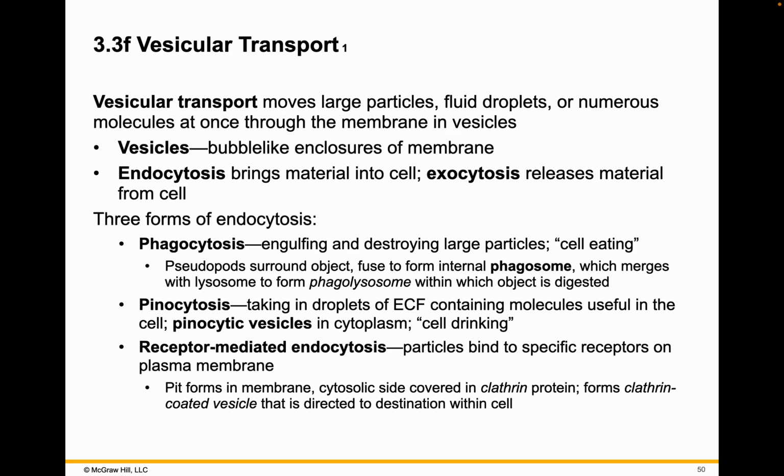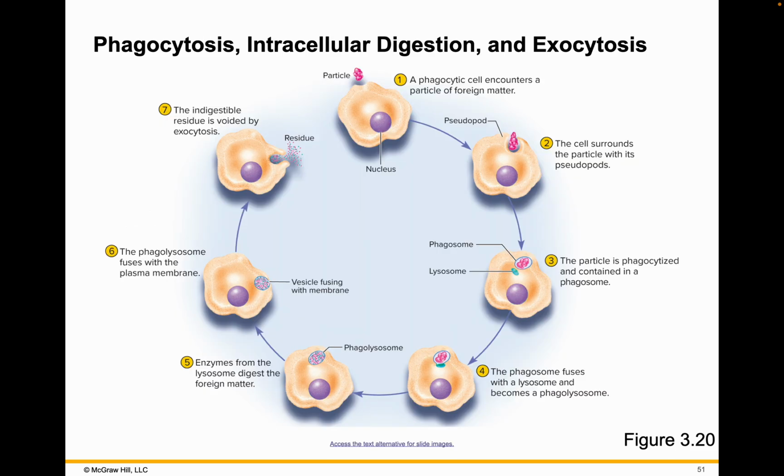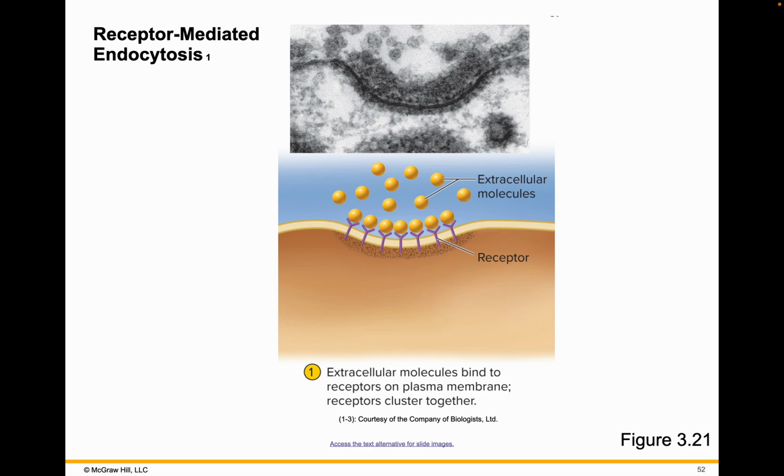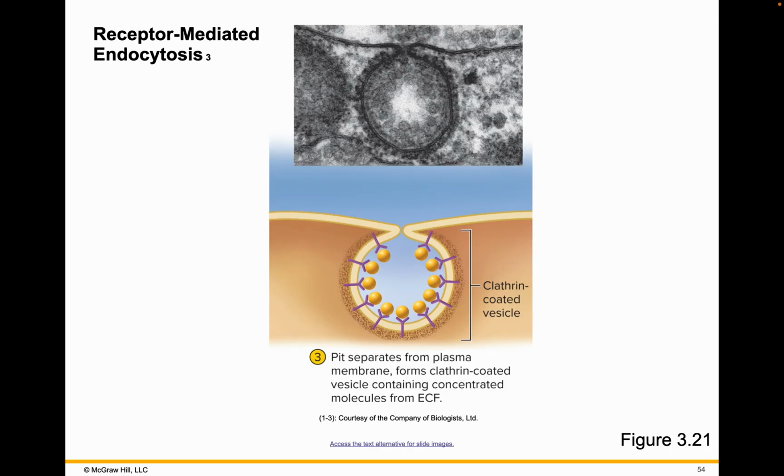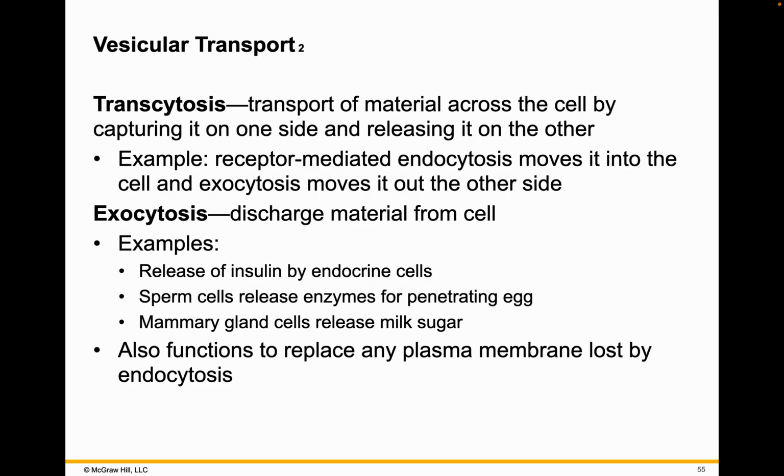And then there is receptor-mediated endocytosis, in which particles bind to a specific receptor on the plasma membrane. A structure forms called a pit, and the pit is covered with clathrin, and the clathrin-coated vesicle is directed to its destination inside the cell. Here is receptor-mediated endocytosis. Transcytosis is the transport of material across the cell, capturing it on one side and releasing it on the other. We'll see that in the digestive system.